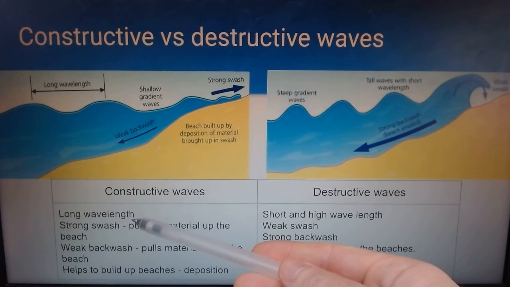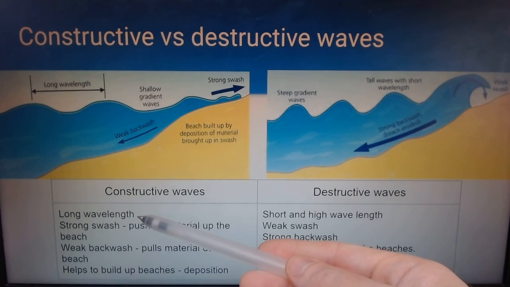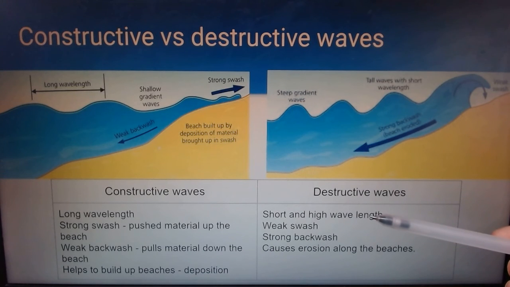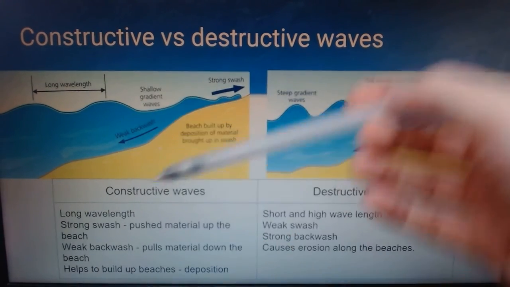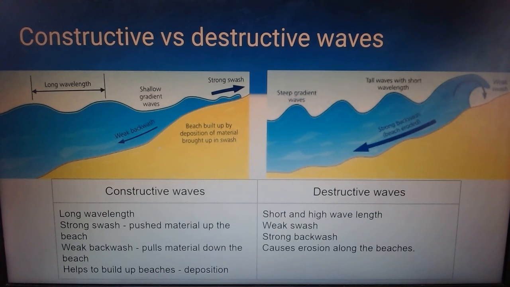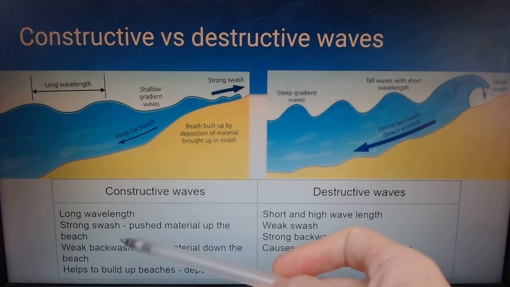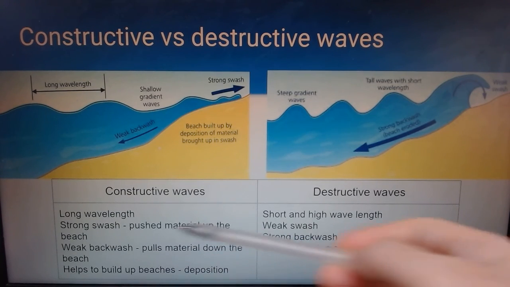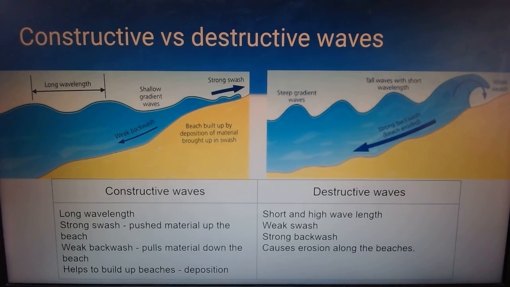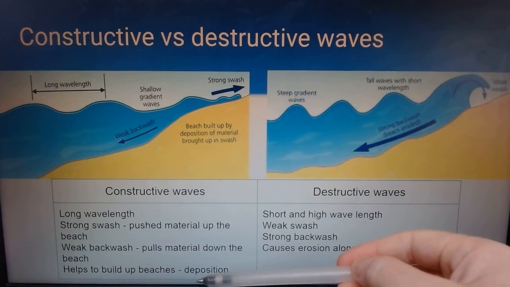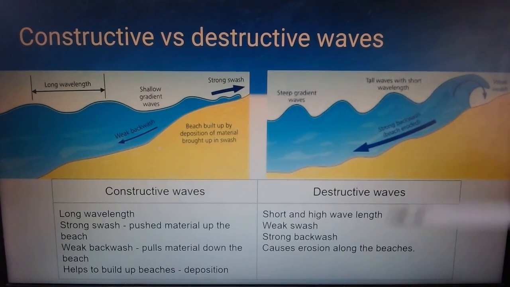So again, constructive, long wavelengths and shallow I should put in there, short and high for destructive. So short wavelength means that they come rapidly, 1, 2, 3, 4, 5, whereas the constructive ones are more 1, 2, 3, more drawn out. And they're not as steep. Then very simple, strong swash versus weak swash. Weak backwash, strong backwash. And then the last bit helps to build up. So the constructive are depositional, whereas destructive are erosional. So make a little note of that.